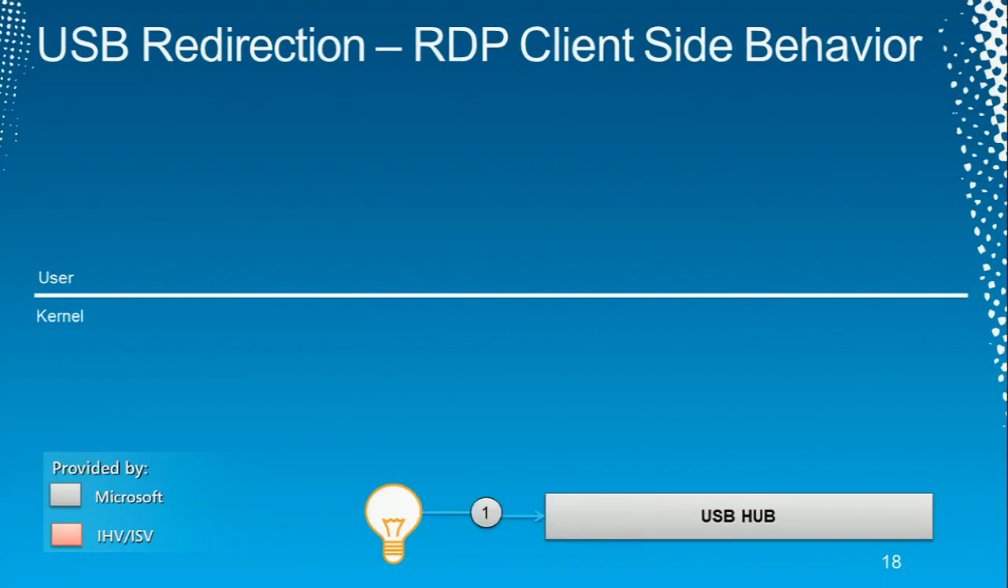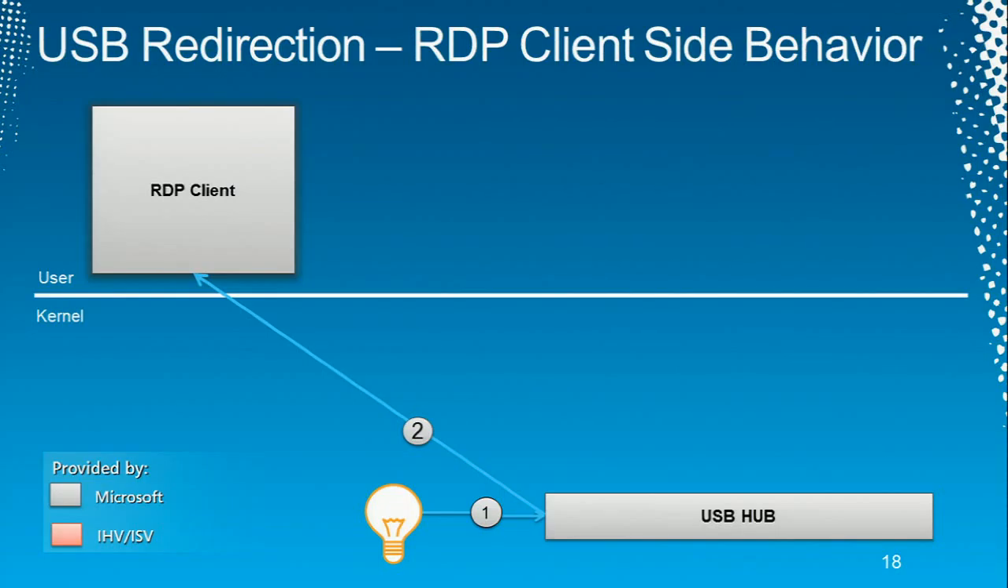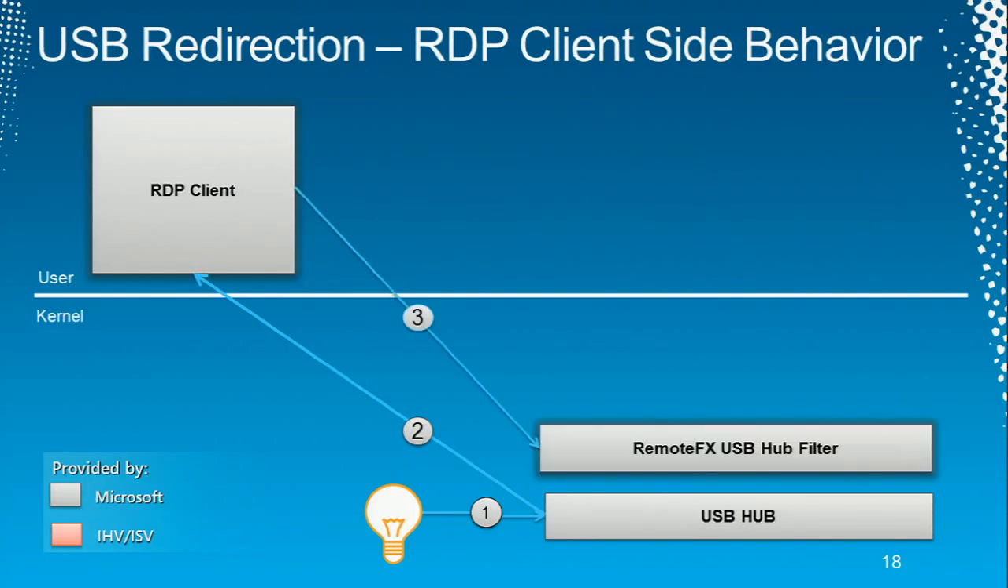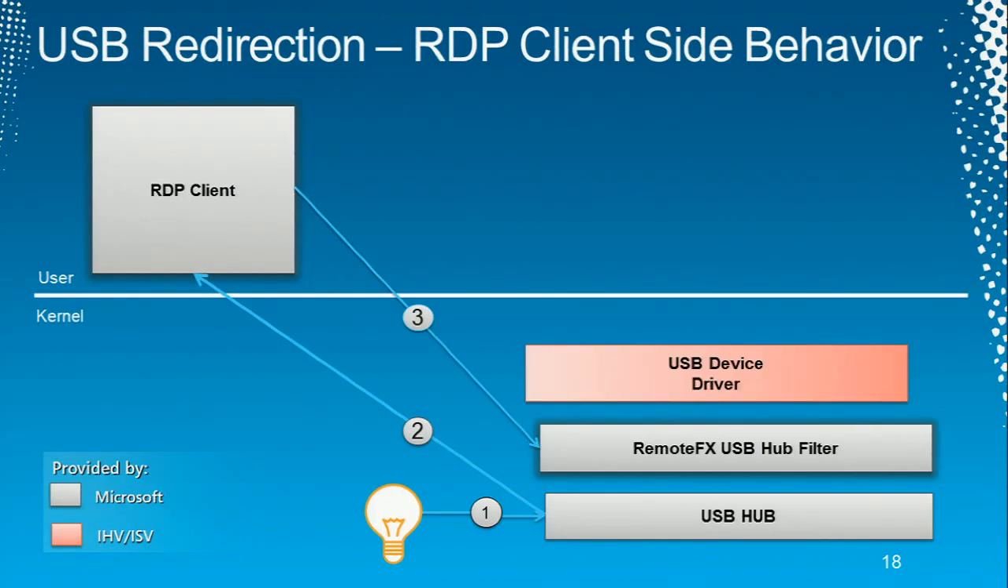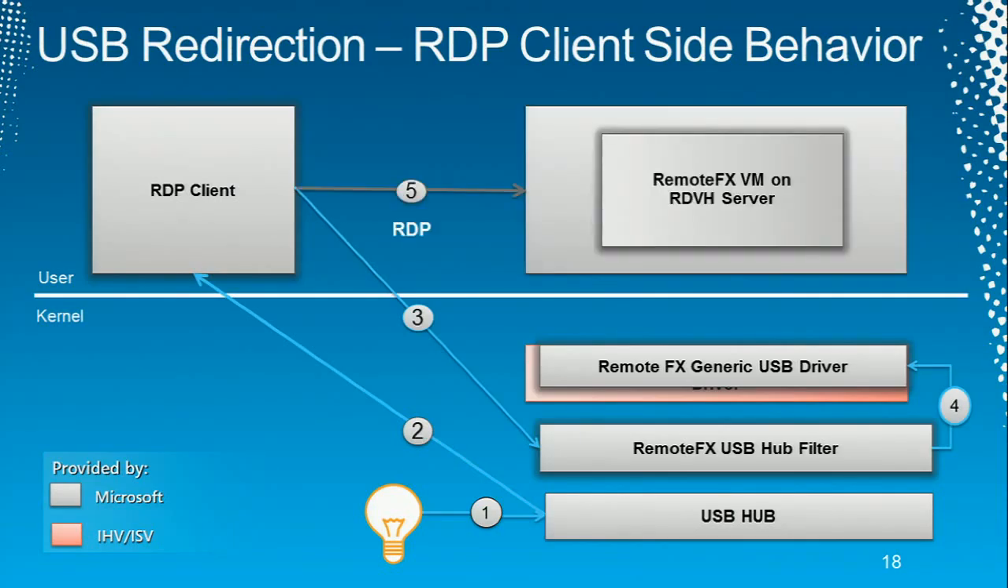You plug it into the USB hub, and what happens with the RDP client is that it detects that you chose this device to be redirected in your RemoteFX VM. Once we do that, we have a filter driver, a RemoteFX USB hub filter driver. If you have a rich PC, you likely already have a USB device driver for it, so the filter driver will swap out that USB driver and put in its own RemoteFX generic USB driver that's more aware that this is being redirected.